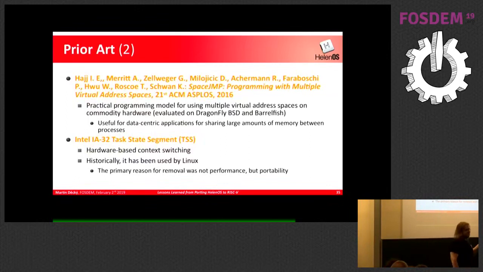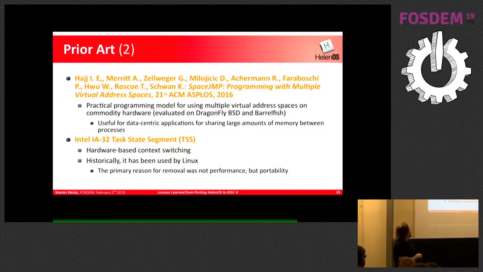And if you are as old as I am, you might remember the task state segment on IA-32, which was kind of a hardware context switching mechanism. I mean, it actually still is in that chip that most of us have in our laptops. And it was actually even used by Linux, and the performance was not poor. It was quite comparable with the software-based mechanism at that time, and the reason why it was removed from the code base was because of portability. So different reasons than performance. So maybe there is still a good chance to revisit this idea again.